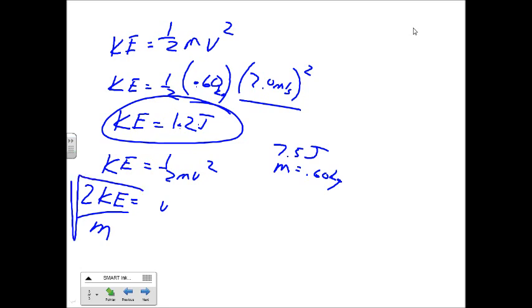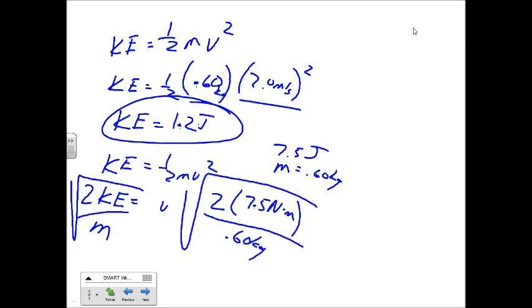So if we plug in what we know, 2 times the kinetic energy, which was 7.5. I'm going to go ahead and write those joules as Newton meters so we can cancel out some units. Divided by the mass. The mass was 0.6. Now we've got to take the square root of all of that. So what you got to do is go 2 times 7.5 divided by 0.6, and then take the square root, so it's 5.